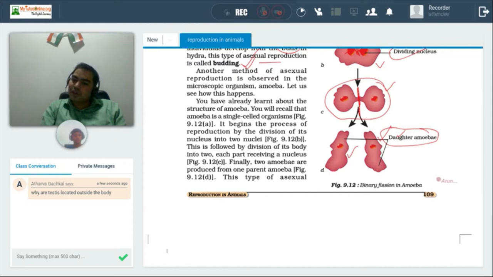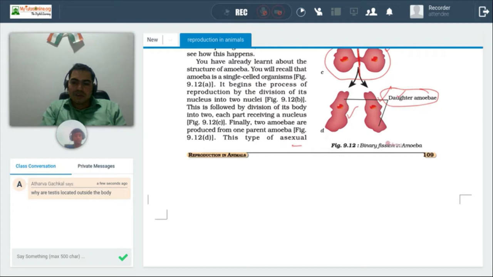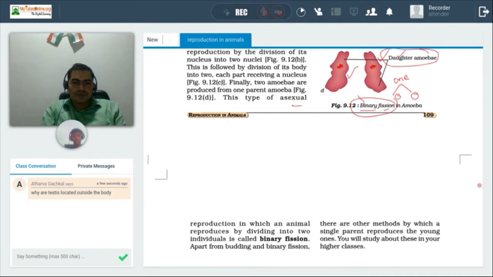So this type of mode of reproduction is also asexual reproduction. And this is known as binary fission. Why binary fission? Because from one parent, two daughters are arising. So that's why this is called binary fission. Binary means two, fission means dividing. Understood?